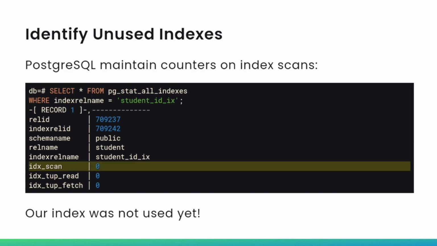Remember that we talked about the information schema and said that there's a lot of useful information there? Well, here's an example. In this table, pg_stat_all_indexes, we can fetch data for students_id_ix, the index I just created, and there's a column here called idx_scan. This column indicates how many index scans were there for this index. So currently, there are 0 index scans. Our index was not used yet.